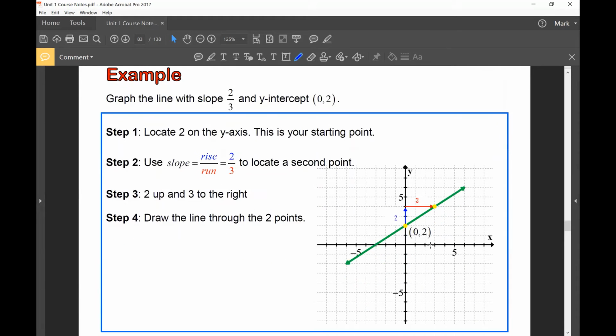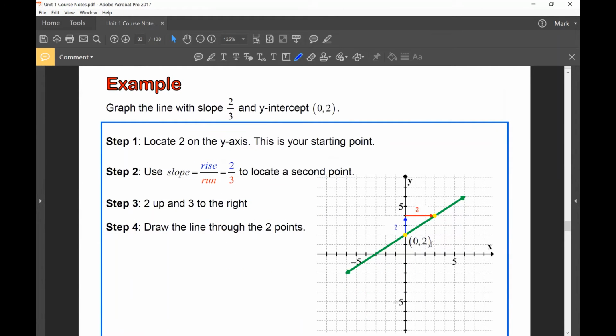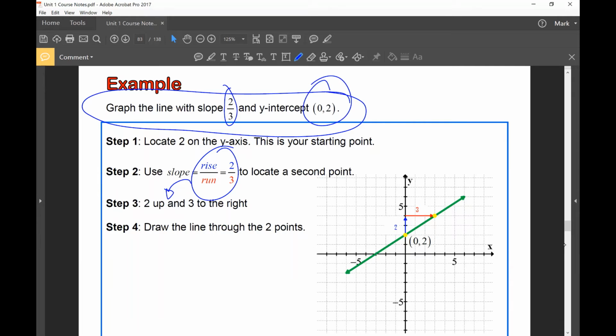It says graph the line with a slope of 2/3. So the slope is rise over run. What this means is the graph is going to go up 2 and 3 to the right. They're both positive numbers, so it will go up 2 and right 3. The question says graph the line with the slope 2/3 and the y-intercept of (0, 2).